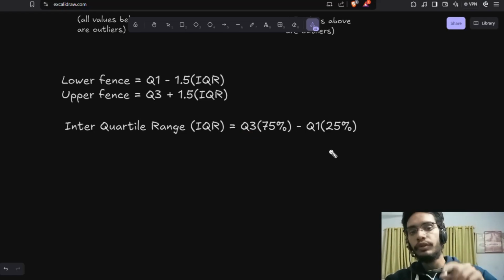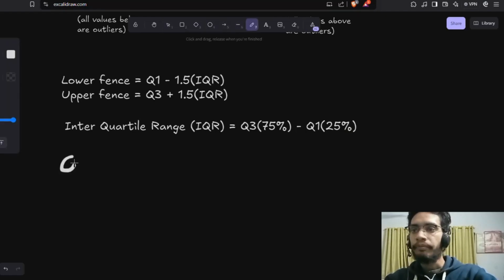If you remember, if you watched my video on percentile, these are basically percentile ranges. Q3, the third quartile, means the 75th percentile, and Q1 means the 25th percentile. So you need to calculate the value that is present at the 75th percentile and the 25th percentile. How are you going to calculate this? It's simple math, a simple formula that I discussed previously.